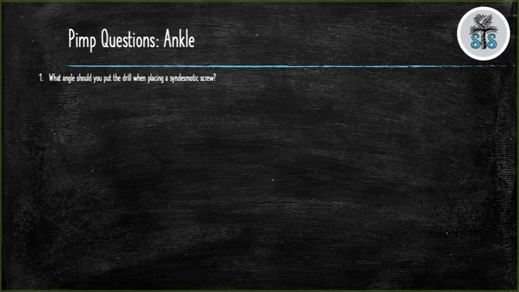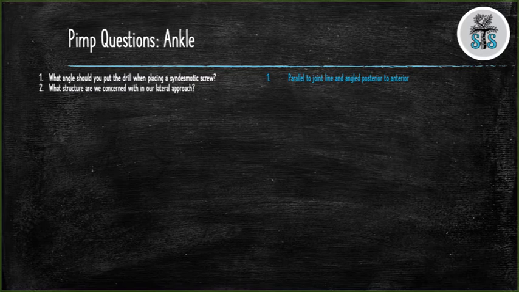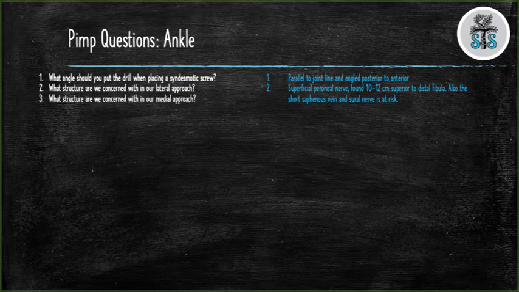Question 1. What angle should you place the drill when placing a syndesmotic screw? Parallel to the joint line and angled posterior to anterior. Question 2. What structures are we concerned with in our lateral approach to the ankle? The superficial peroneal nerve found 10 to 12 centimeters superior to the distal fibula and the short saphenous vein and the sural nerve.